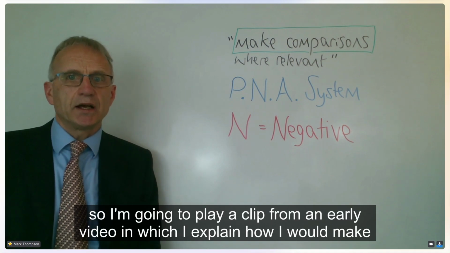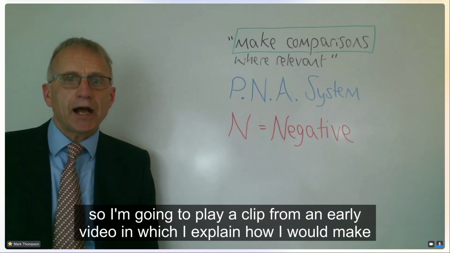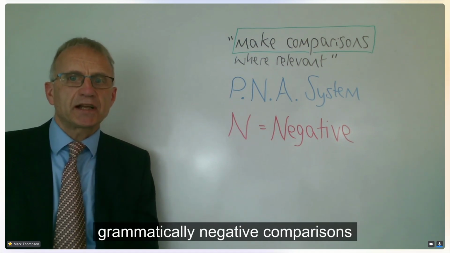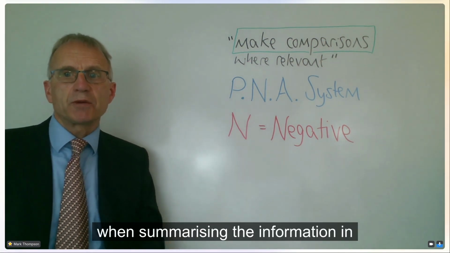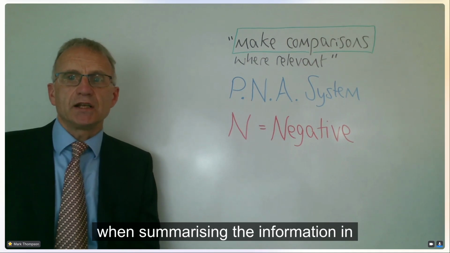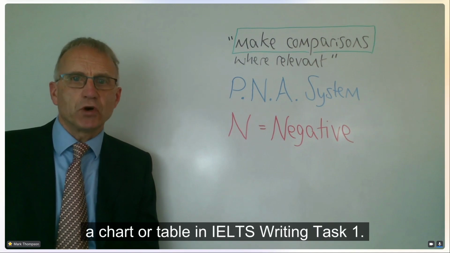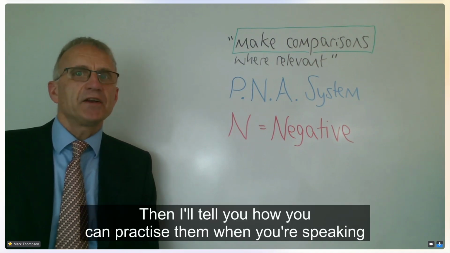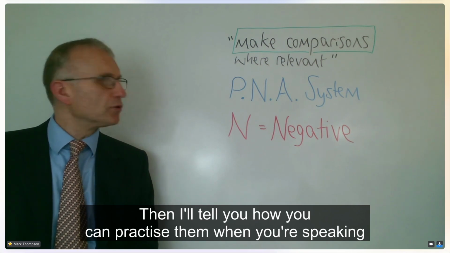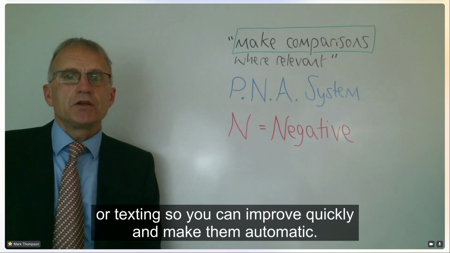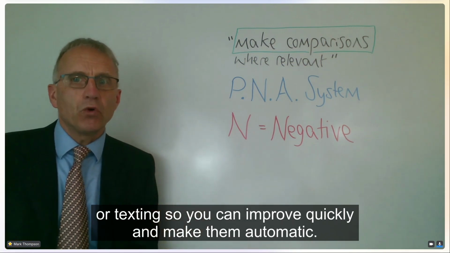So I'm going to play a clip from an early video in which I explain how I would make grammatically negative comparisons when summarizing the information in a chart or table in IELTS Writing Task 1. Then I'll tell you how you can practice them when you're speaking or texting, so you can improve quickly and make them automatic.